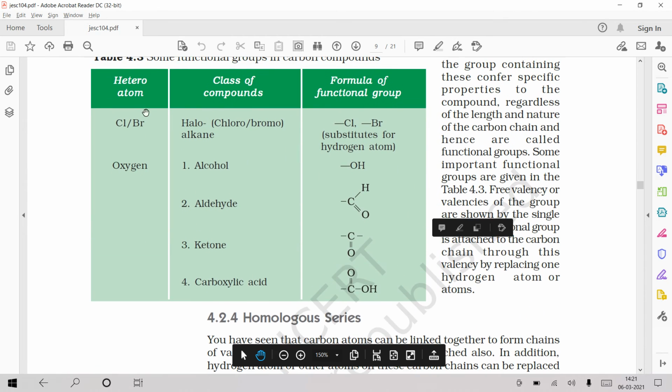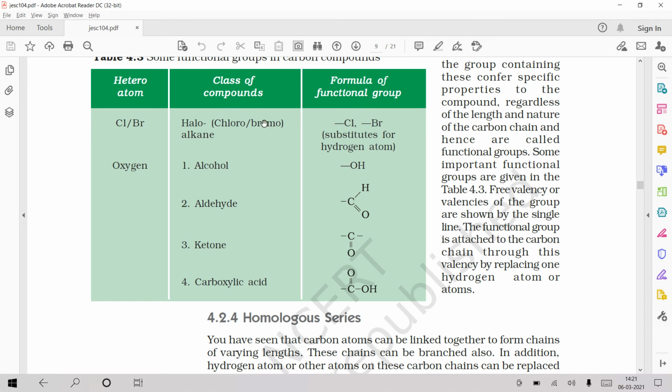If it forms a bond with halogens, like chloride or bromide, they are called haloalkanes. If it forms a bond with oxygen, they are called alcohols. You can have alcohols where OH will be there, a carbon-OH bond, and you have aldehydes, CHO, bonding to the carbon skeleton, you have the keto group, and carboxylic acid groups. So these are all called functional groups.